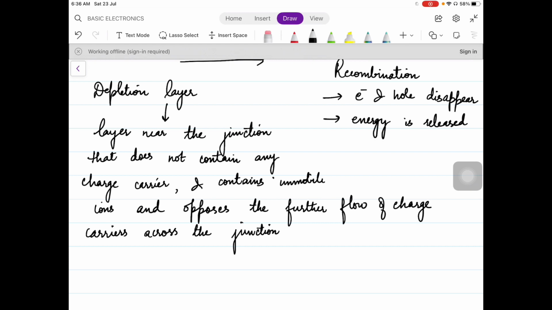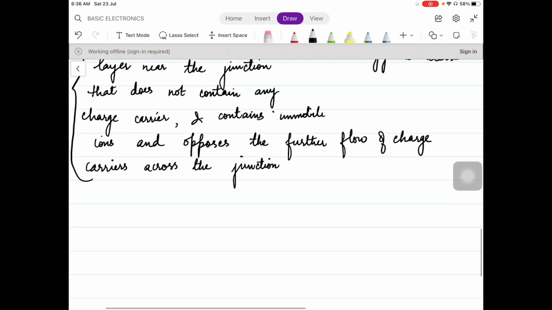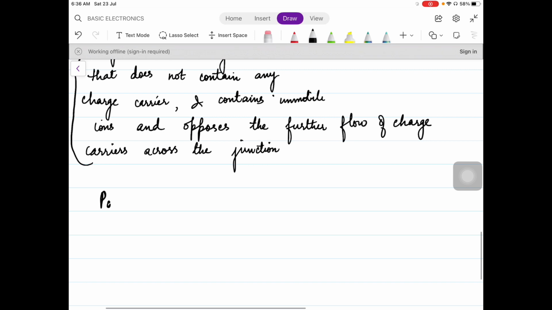It contains the immobile ions, third thing. And fourth and lastly, and the most important, that it opposes the further flow of charge carriers across the junction. So when you join all these four points, the depletion layer definition will be completed. All right. Now another definition that comes along with it is potential barrier.